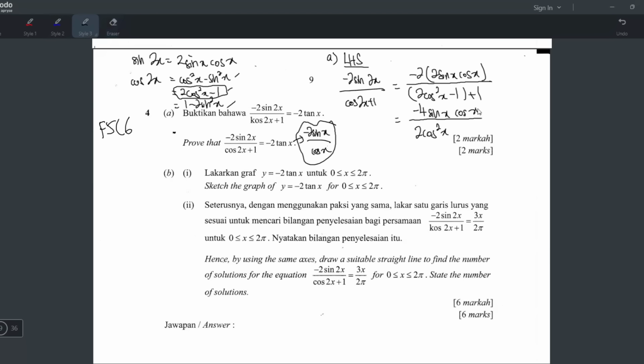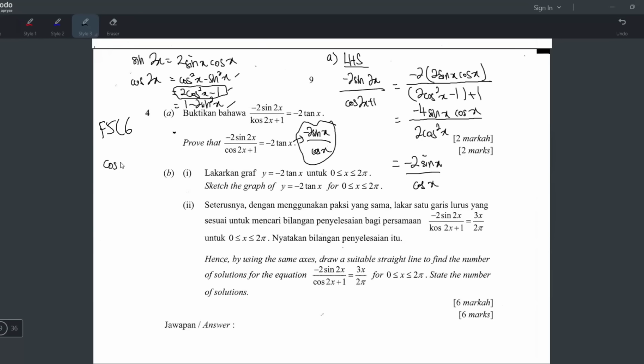Okay, so now I can already see how to change this to this. It's quite easy actually, just cancel, right? Negative 4 divided by 2 is negative 2. Sine x cannot divide, it's alone. Cos x and cos square x, you will divide, left with cos x at the bottom. Yeah, because when you cut, it will be like this, right?